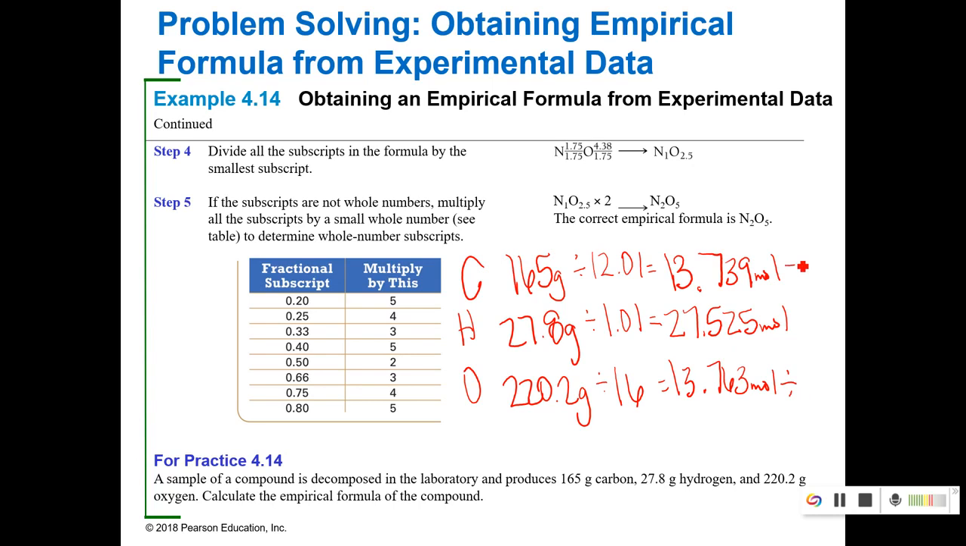Okay, divide them all by the smallest, which is this top number, 13.739. Okay, so C will be 1, H will be 2, O will be 1, because O really comes out to 1.00, so that's 1. This is our empirical formula. Really, it's just CH2O. If you want to write the ones, that's fine. If you don't, that's fine.